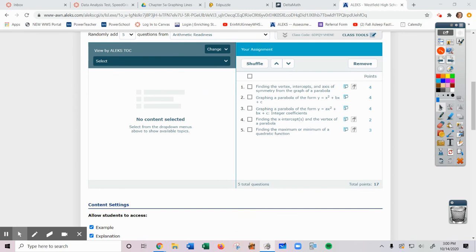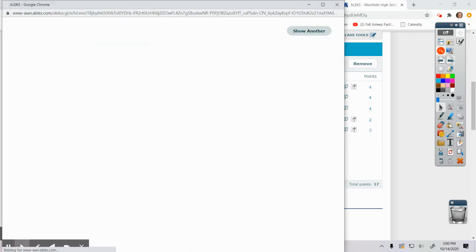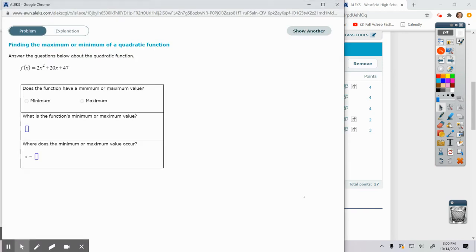Okay, you are also going to have to do a problem dealing with the max and min. Remember, we determine if something has a max or a min, a maximum or a minimum, by deciding if the parabola opens up or if it opens down. And A is the value that determines that. So what does A equal in this example? A equals 2. Okay, so A is positive.